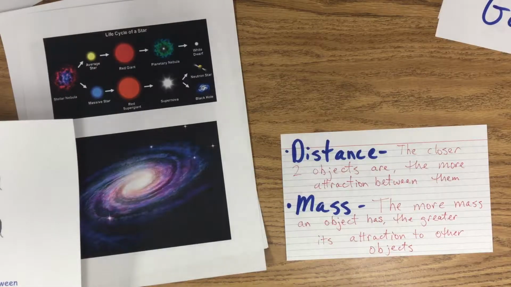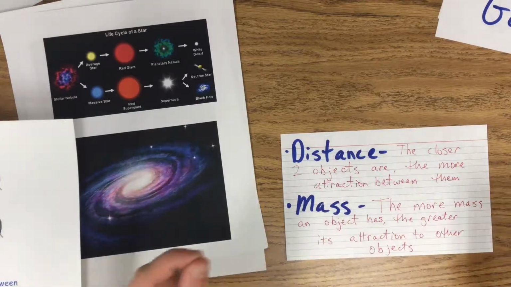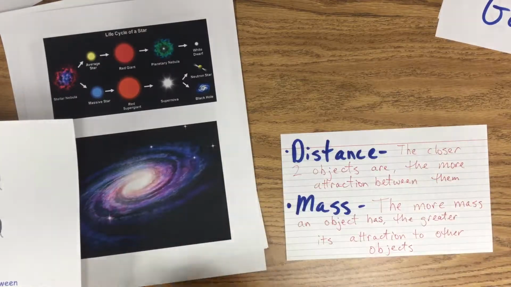Pause the video for this and write it down on the back. So, two things really affect gravity: the distance between two objects and the mass of those objects.